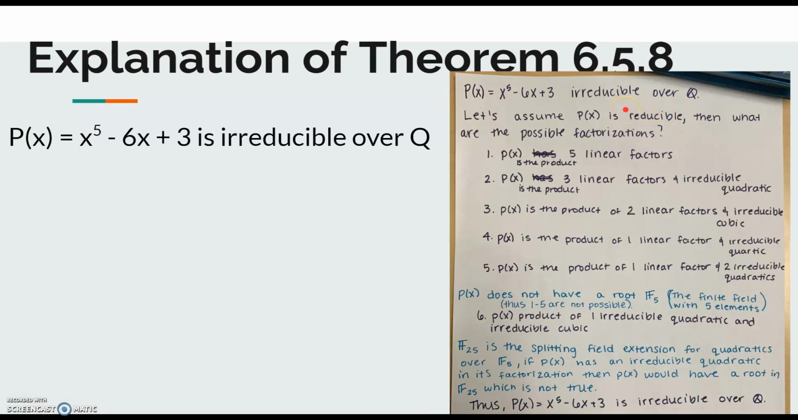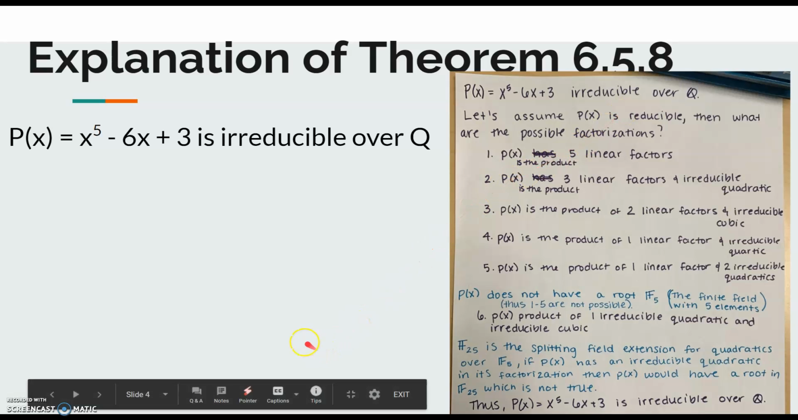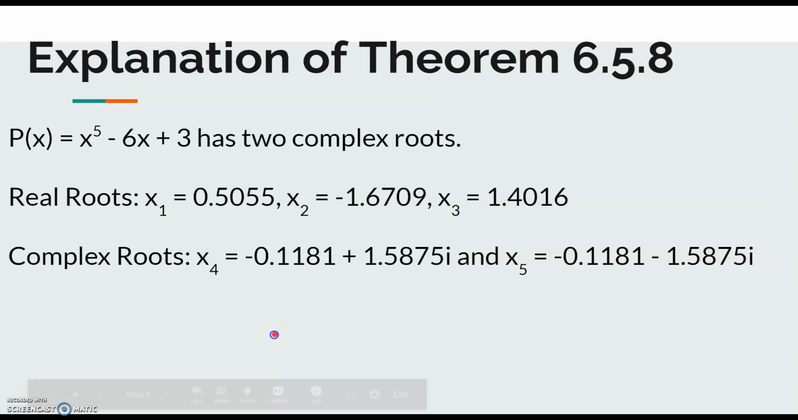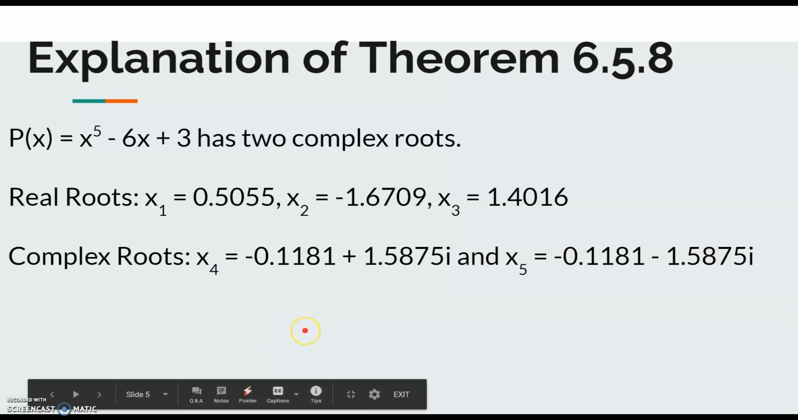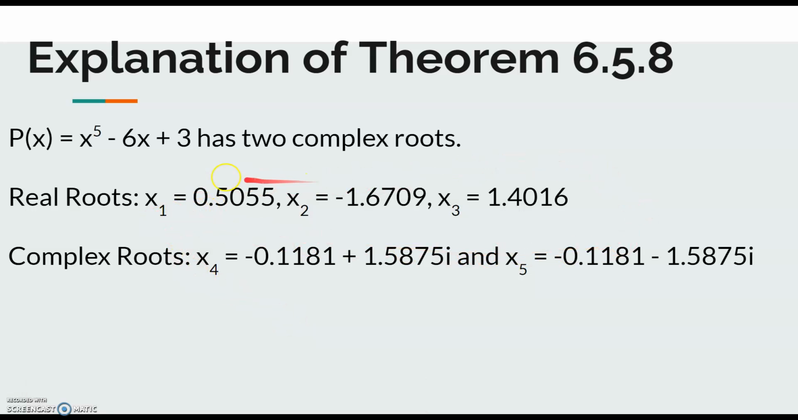So we have shown that x to the fifth minus 6x plus 3, our polynomial, is irreducible over Q. So next we need to determine the roots of this polynomial, and specifically what the two complex roots are. Upon some research, I found the real roots. I can just use my graphing calculator to determine these real roots.